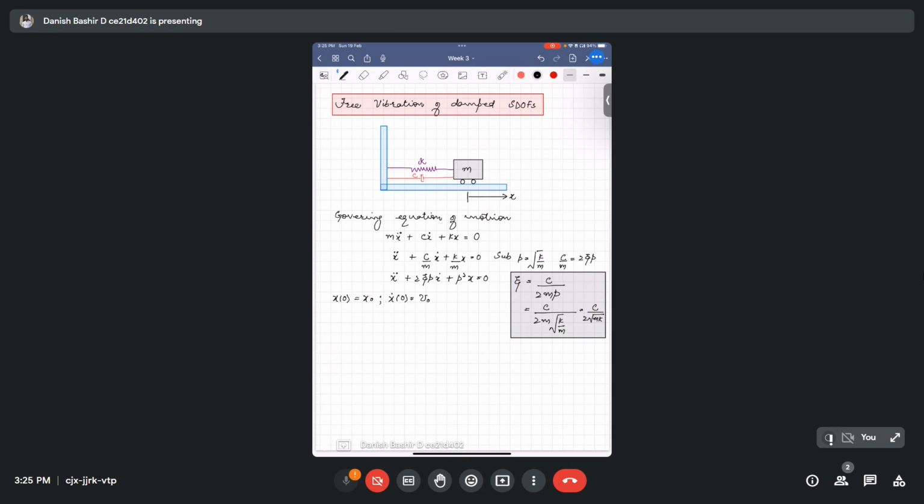So we will assume that the solution has the form x is equal to e power r t. We will check whether this assumption is true or not. We will deduce x dot will be r e power r t, and similarly x double dot will be r square e power r t. Simple differentiation.